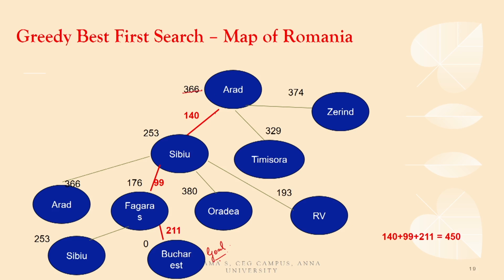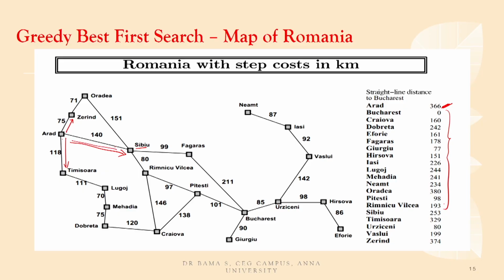Now, if we see the actual cost, it is 140 plus 99 plus 211, which is 450. The path that we went is Arad, Sibiu and Fagaras, Bucharest. But if you look at the map, this is not the optimal one. In fact, another path right here is the optimal path, but greedy best first search will give a solution, though it may not be optimal because it works only with the heuristic value.